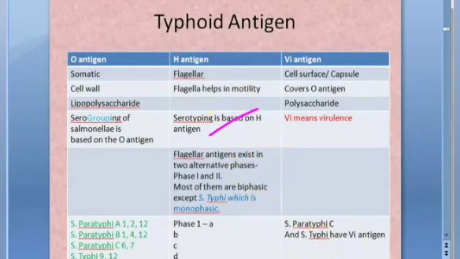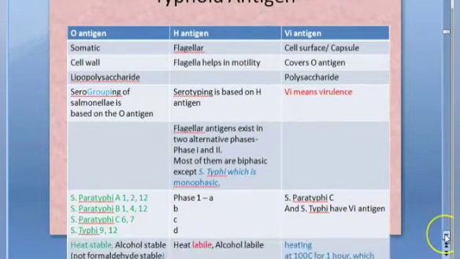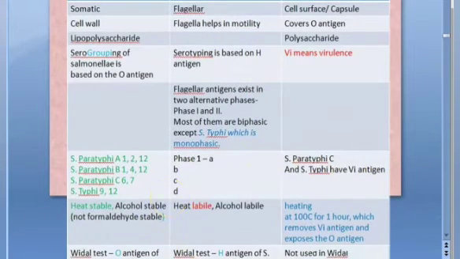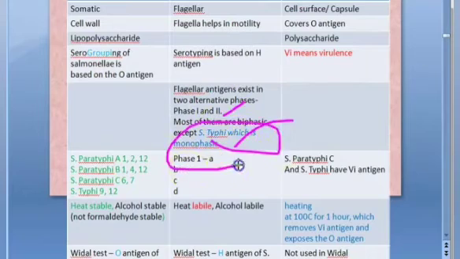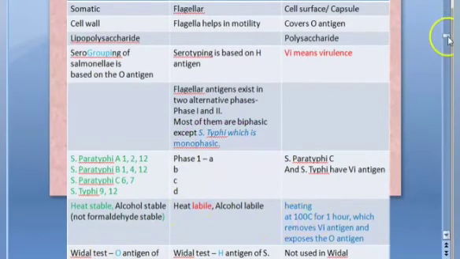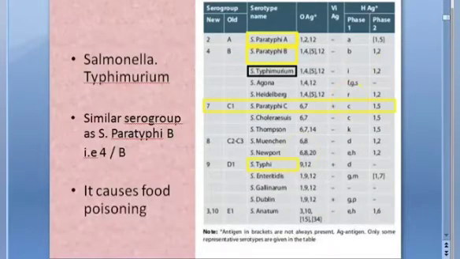Okay, so serotyping is done based on H antigen. So, you know that there is A, B, C, D, right? And phase 1, you have A, B, C, D. Salmonella typhi, which is monophasic. That is, flagellar antigens exist in 2 phases, phase 1 and phase 2. Most of them are biphasic, but Salmonella typhi is monophasic. Let's confirm that. Go back here and show us that Salmonella typhi is monophasic. Yeah, it has D and it doesn't have anything here. So, phase 1 is D for it and phase 2 it doesn't have anything. Correct. So, Salmonella typhi is monophasic.